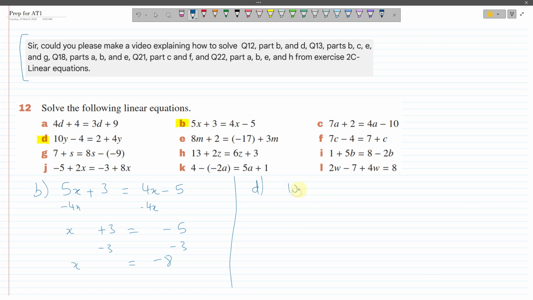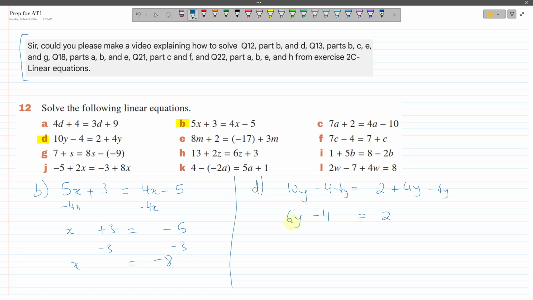Okay, here's another one. 10y minus 4 is equal to 2 plus 4y. Now, I note that there are y's on each side, but that's okay. With collecting like terms, I know that if there was a minus 4y here, that 4y would disappear. So I can do negative 4y there and a negative 4y there on both sides. And what's the result of that? 10y minus 4y is 6y, and then you'll have the negative 4, and that's equal to 2. 4y minus 4y is 0.